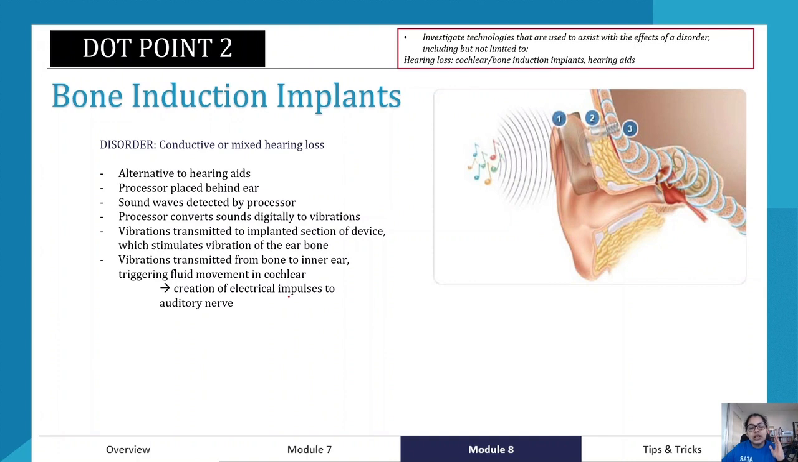bone. So vibrations are transmitted from the bone to the inner ear, and that triggers fluid movement in the cochlea, which leads to the creation of electrical impulses from the cochlea, so that they can be sent to the auditory nerve and on to the brain. Again, we are focusing on amplifying the sound and sending it straight through, and that's why we've got an implant inside the ear as well.